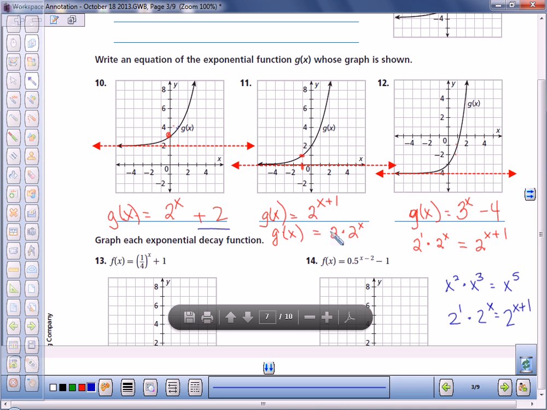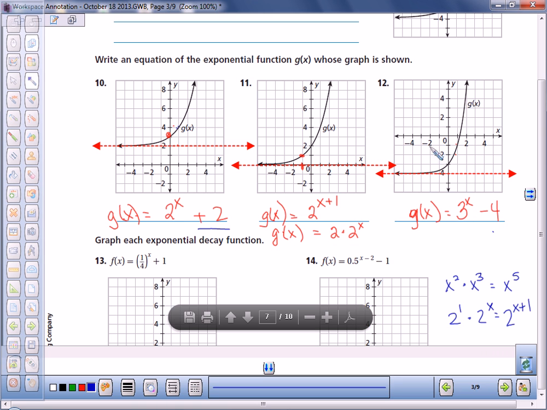This is only going to work if the vertical stretch is the same as the base. Okay? We can't have a 3 here and a 2 here in this work. It doesn't work then. All right? Interesting.